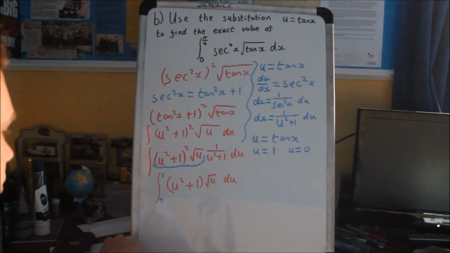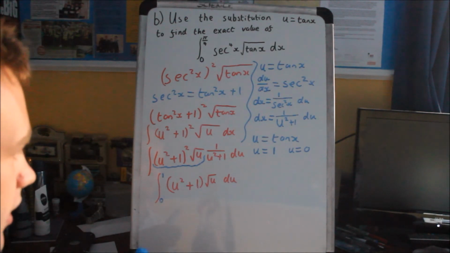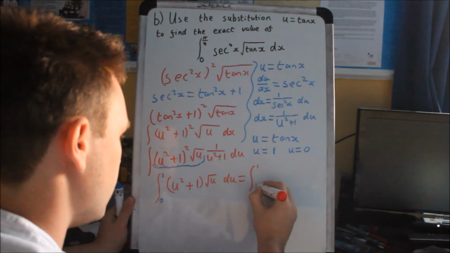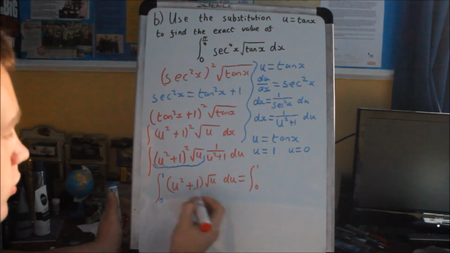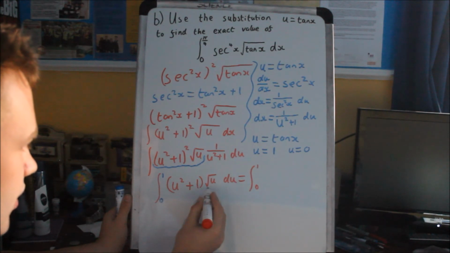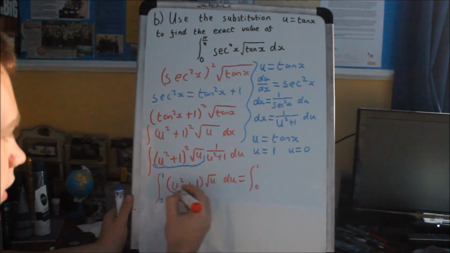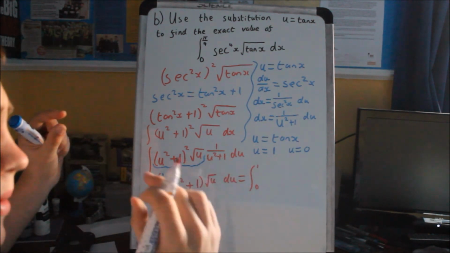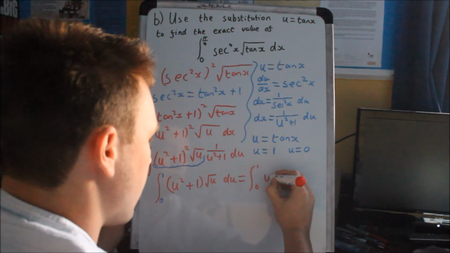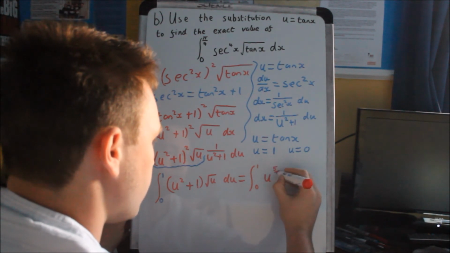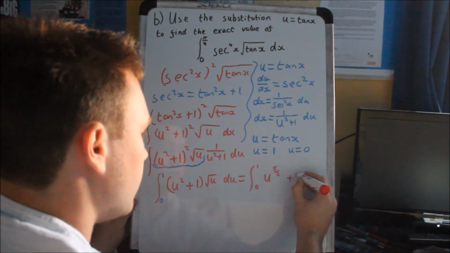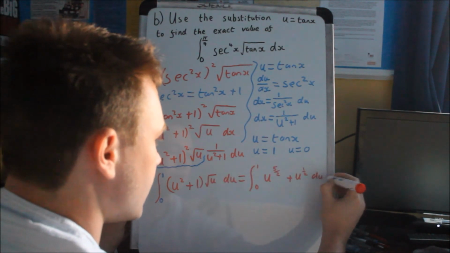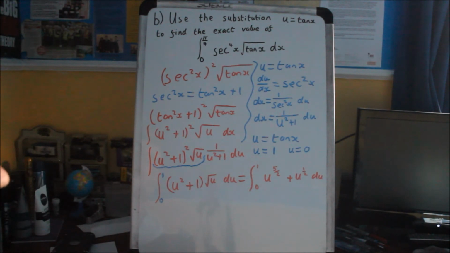So the next step would be to expand out these brackets to get a nice term. So integrating between 1 and 0. Now this is where your rules from core 2 come in. U squared times root u. Root u is u to the half. So when you times them together, you add the powers. So you've got 2 plus a half, which is u to the power of 5 over 2, plus u to the half when we expand 1 times root u by du. So that's that. So now we can actually integrate that.